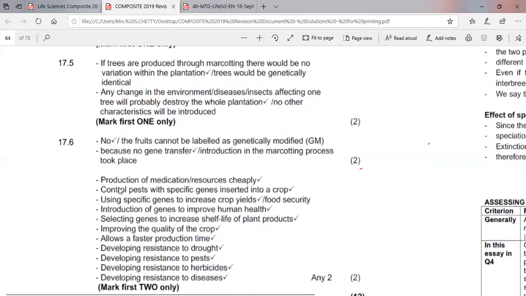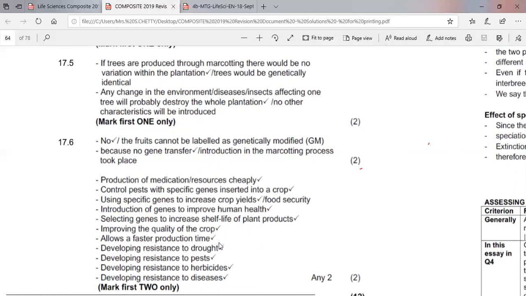Advantages of genetic modification. Learn this off by heart. Production of resources cheaply or medication cheaply. Easy ones. Allows a faster production time. You can have organisms with resistance to drought, pests, herbicide, diseases. Sometimes these are regarded as one advantage, developing a resistance to these things. Introducing genes to improve human health, improving the quality of a crop.